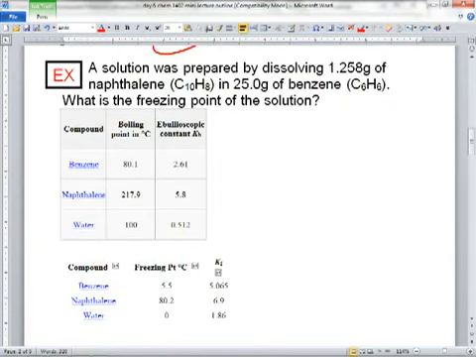Here's our first question. A solution was prepared by dissolving 1.2 grams of naphthalene in 25 grams of benzene. What is the freezing point of the solution? What equation are we probably going to be using to figure this out? Yeah, we'll probably need it, but what's the overall equation?